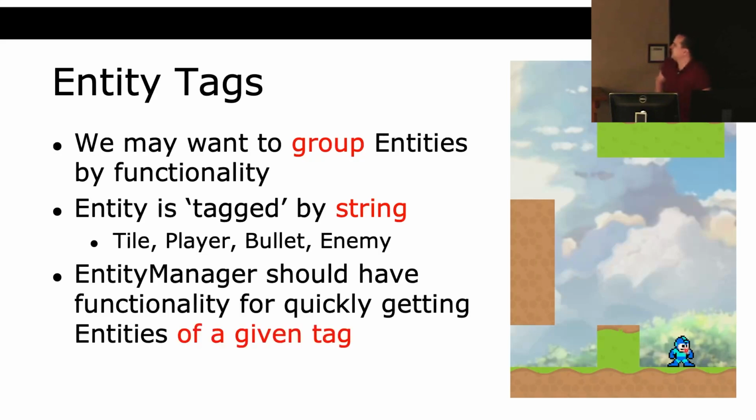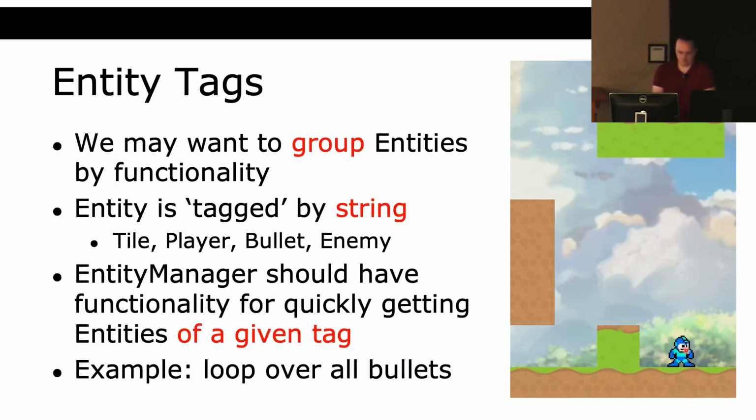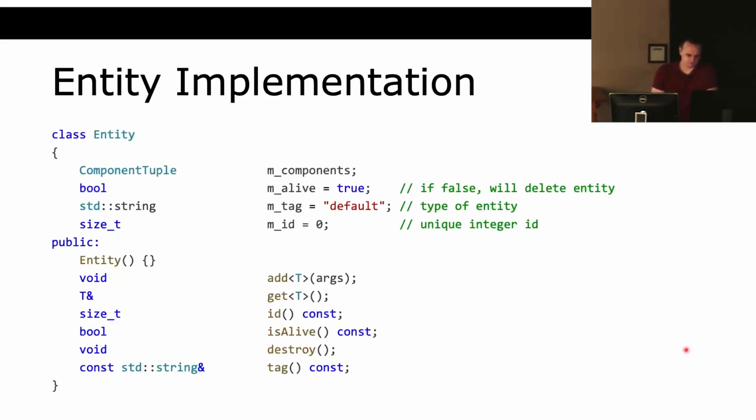And what's going to happen is that the entity manager, yes, it's going to store all the entities, and if we want to get a vector of all the entities, it's going to say, here's all the entities. But something we may also want to be able to do is quickly get all the entities of a given tag, right? So give me all the bullets. Yes, I could get all the bullets by iterating over everything and then saying, if it's a bullet, do this thing. But wouldn't it be nice if I could just say for each bullet, right? And the entity manager is going to be able to do this for us. So for example, maybe loop over all the bullets.